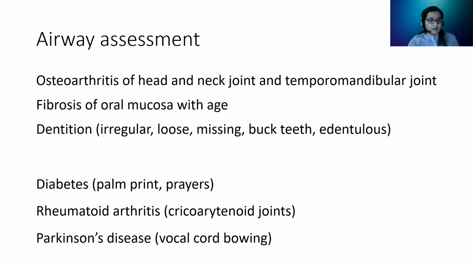The other risk factors associated with different comorbidities should also be assessed on a case-to-case basis, like patients with chronic diabetes may have stiff joints, or cricoarytenoid joint involvement in patients with rheumatoid arthritis, or vocal cord bowing seen in patients with Parkinson's disease.